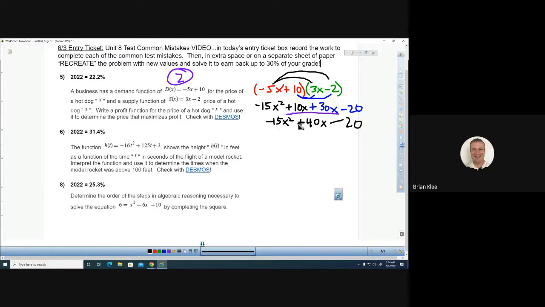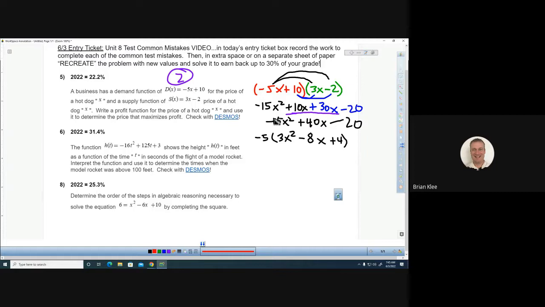The last thing that you should be able to see is, all right, negative 15, 40, and negative 20. They all can have 5 or negative 5 factored out of them. So if I divide negative 15 by negative 5, I'd get 3X squared left. Positive 40 divided by negative 5 would be minus 8X. And negative 20 divided by negative 5 would be a positive 4. I'll show you how to check those on Desmos here at the very end of the video. And then we're supposed to use this to determine the price that maximizes profit.